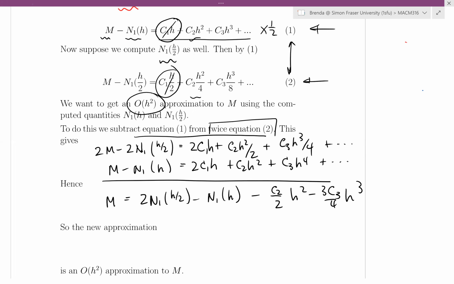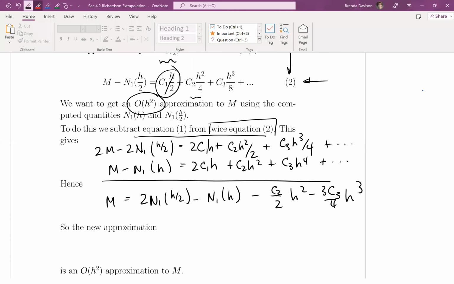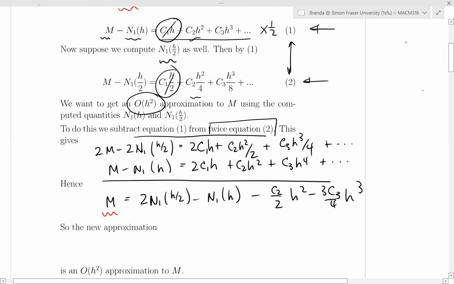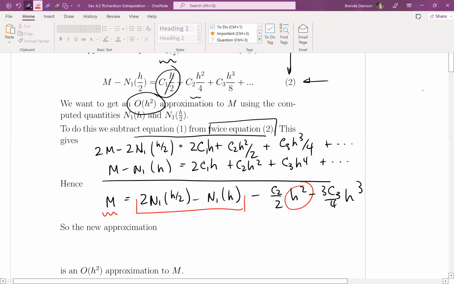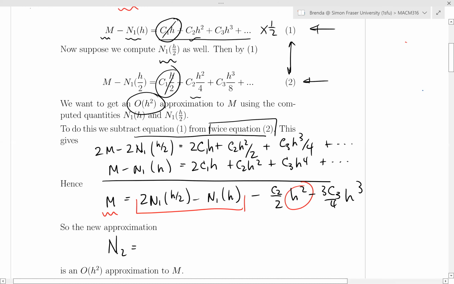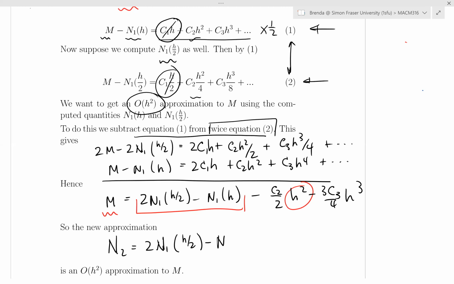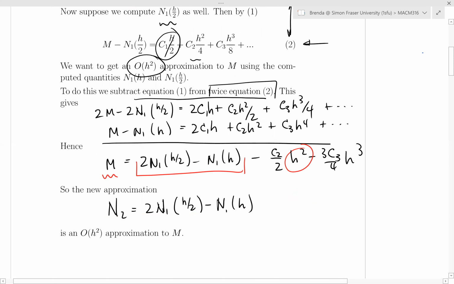Now I'm still trying to approximate this M. That's what I'm starting to approximate. Now I'm going to approximate it with this. Two O(h) approximations, but in my combined approximation the first term that I'm going to truncate is O(h squared). So my new approximation, which I'm going to call N2, is going to be 2 times N1(h over 2) minus N1(h). And it's an O(h squared) approximation.